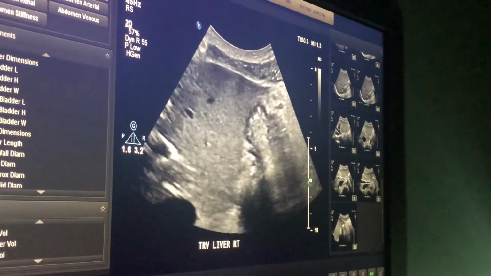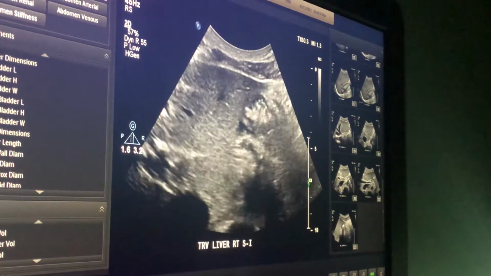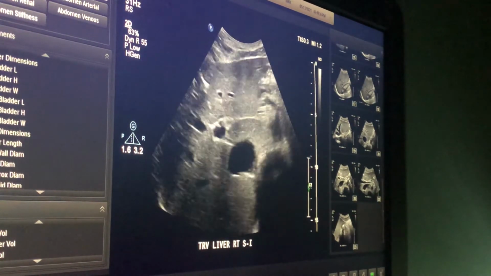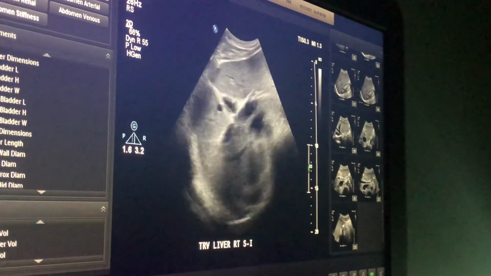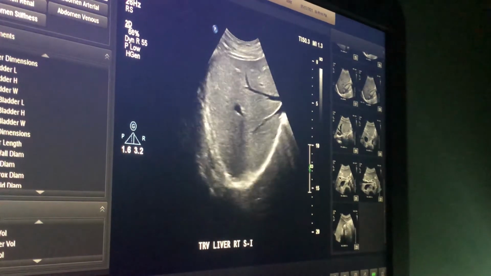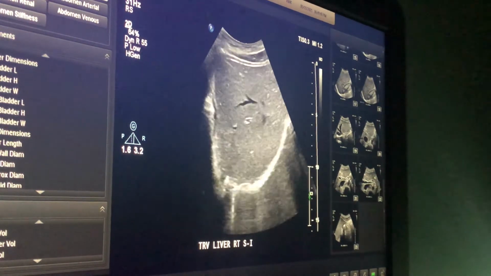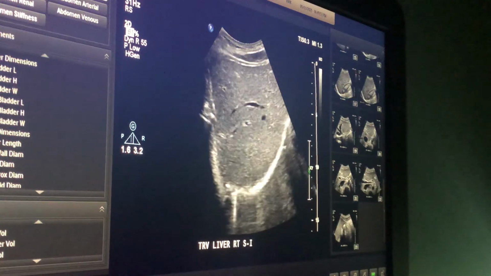Next, I'm going to look at the right lobe of the liver in transverse and sweep superior to inferior once again. I'm increasing my depth. I'm going to ask the patient to take a deep breath in and hold, please. So for the first image, I want the no man's land. There's not much going on here.